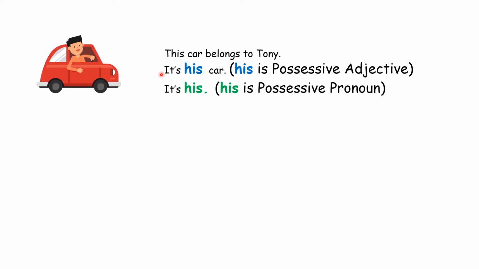We can also say, "It's his." It's still refers to this one car, and his refers to Tony as a possessive pronoun. Notice that the word his is used as both a possessive adjective and a possessive pronoun. This only happens with the word his. And please remember, his refers to one man, while its refers to one object, animal, or plant.